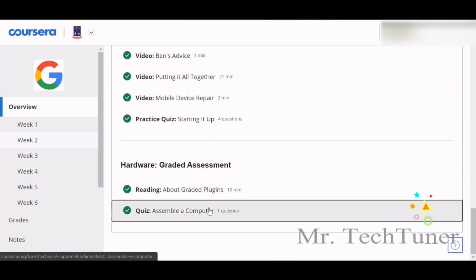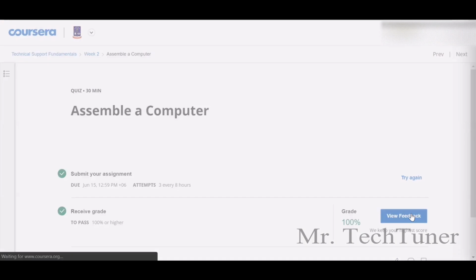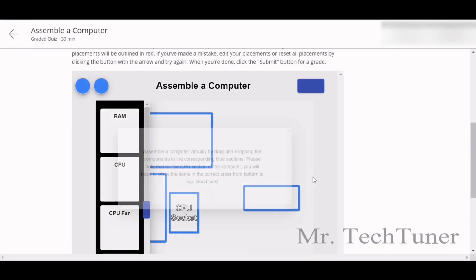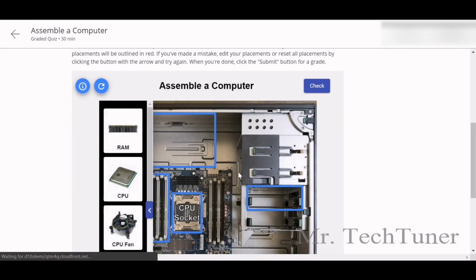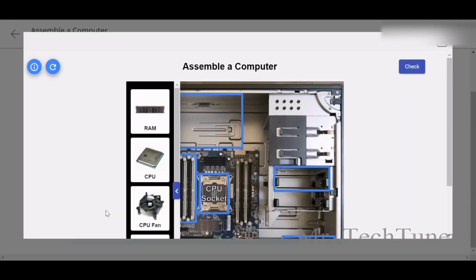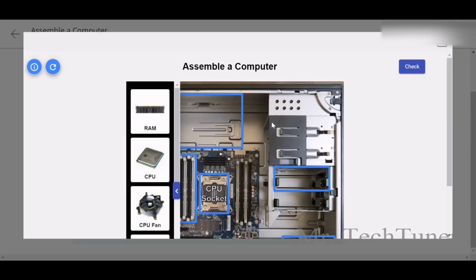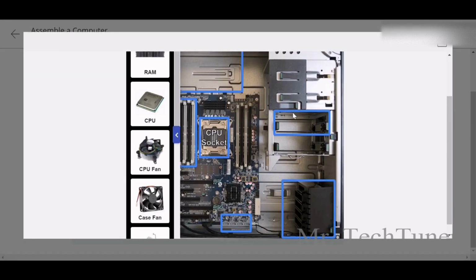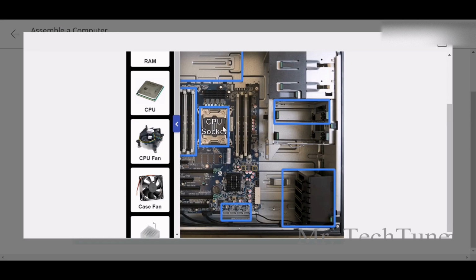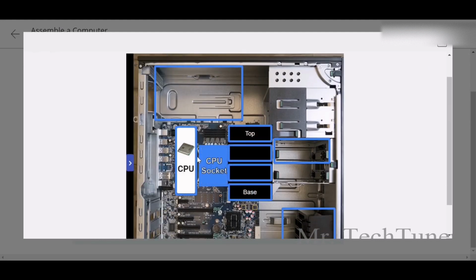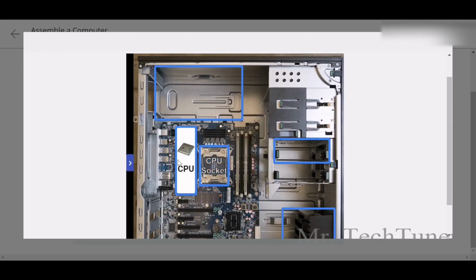Our next and final task is to assemble a computer. It's a practical type question. We need to start assembling our computer. I wish I could use a large screen; a large screen is better. First of all, you need to know which part belongs where. First, we need to put the CPU here, in the base. CPU will be in the base.